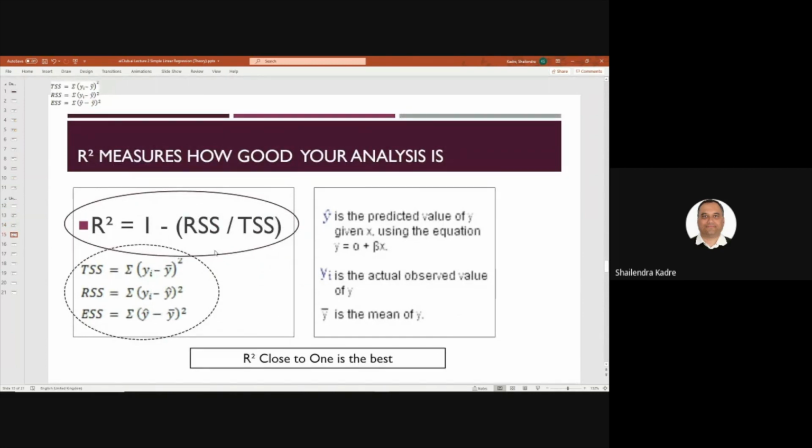Now, some very interesting measure we are going to find.